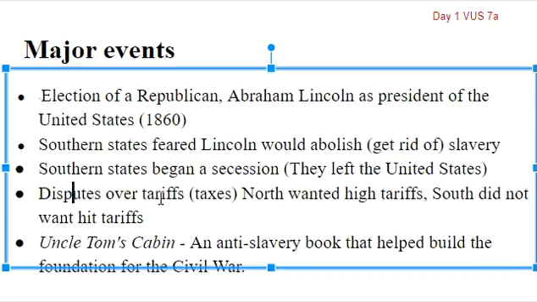Another reason the southern states left was disputes over tariffs. The North wanted high tariffs, which are a tax, and the South didn't want high tariffs. There was also a famous book that came out during this time called Uncle Tom's Cabin, an anti-slavery book that helped build the foundation for the Civil War. A lot of people in the North read Uncle Tom's Cabin and liked it, and they felt the South should no longer have slavery.